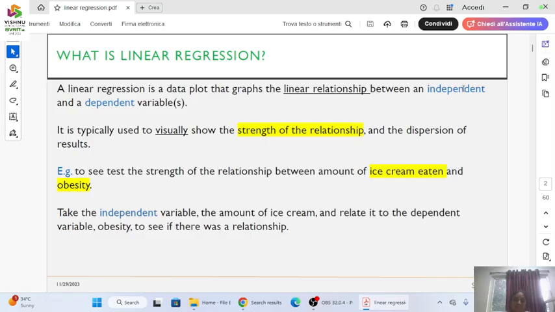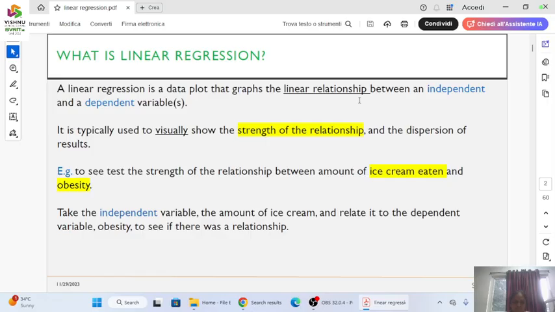Now, linear regression is a data plot that graphs a linear relation between an independent and a dependent variable, right? It is typically used to show the strength of the relationship and the dispersion of the results. For example, to test the strength of the relation between the amount of ice cream eaten and obesity. So it is about the strength of those two variables, right?